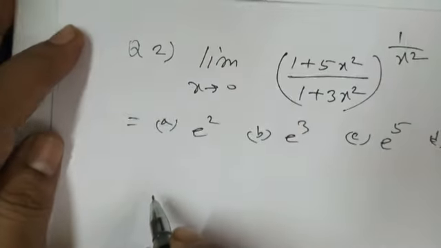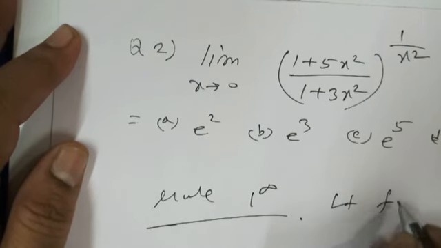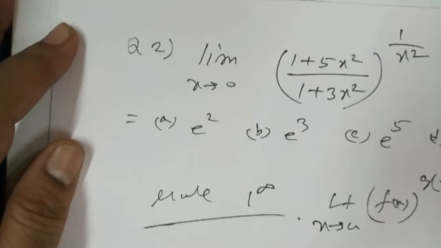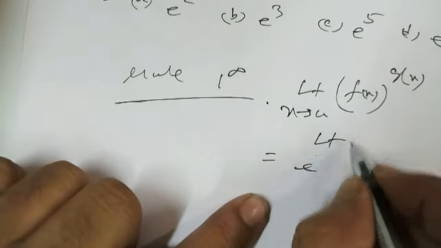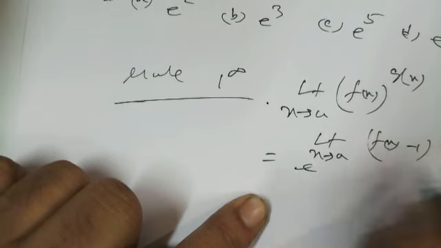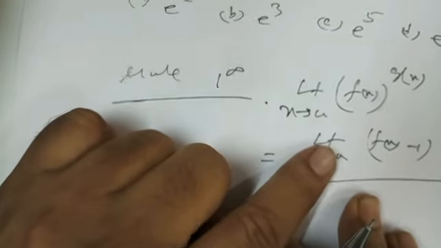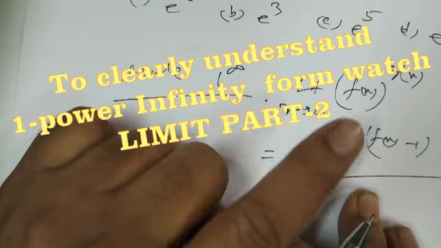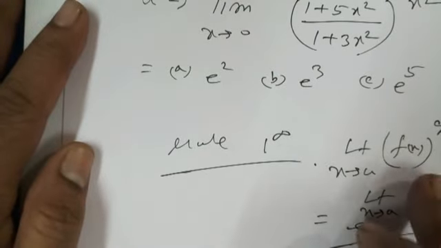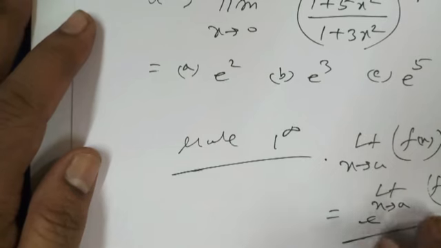In the last video I discussed the 1 power infinity rule: limit of f(x) whole to the power g(x), as x tends to a, will be e power limit x tends to a of (f(x) minus 1) multiplied by g(x). We discussed the proof of this limit in my last video. If you haven't seen the proof, please go to my channel and find that video; the link is in my description.